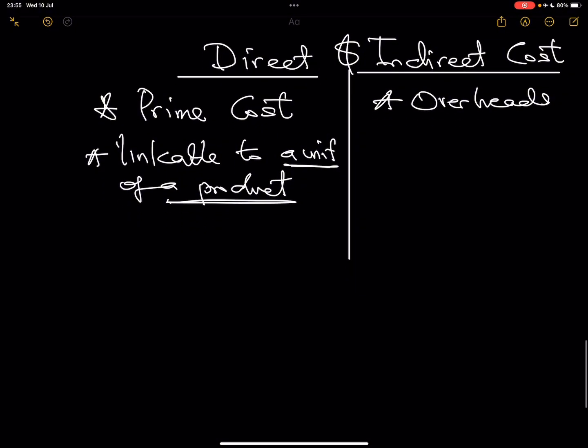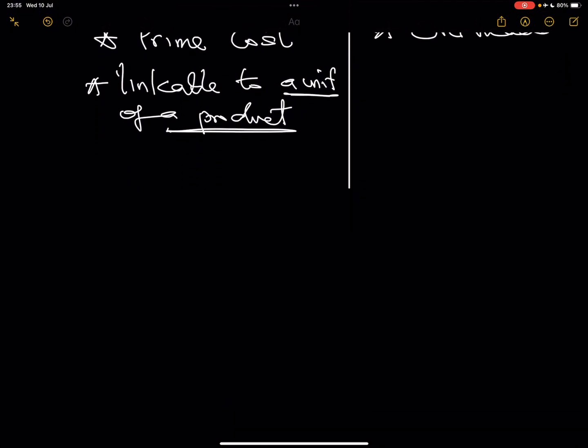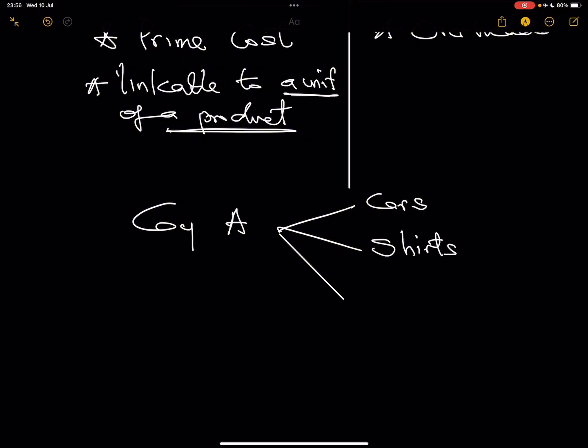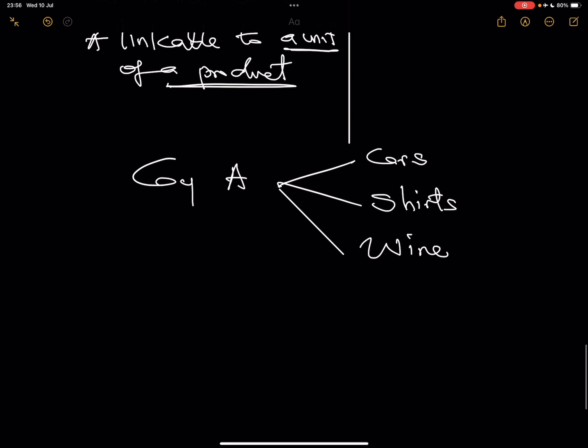Let me give you an example to make you understand this better. Let's say company A. This company manufactures 3 different products. Company A produces cars. Company A produces shirts. And let's say the same company A also produces wine. The question you ask yourself is, what are the costs that you can easily say, I can separate to 1 unit of car, 1 unit of shirt, and 1 unit of wine?